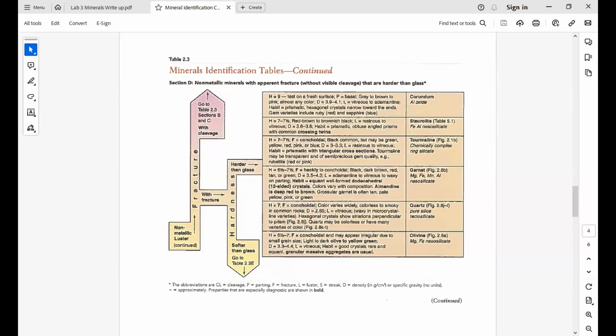D means the density or the specific gravity, but we really can't test that. Luster is vitreous, which means glassy. Microcrystalline varieties of this get a waxy luster, like chert. Hexagonal crystals show striations perpendicular to prisms. Is that crystal hexagonal? 1, 2, 3, 4. It does indeed have 6 sides. Well, quartz may be many colors and has many varieties of color. That is quartz. So for our mineral name here on our chart, we're going to put quartz.